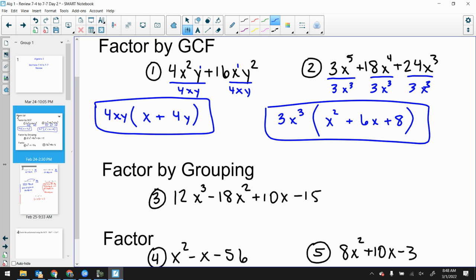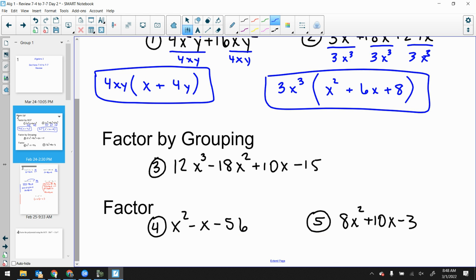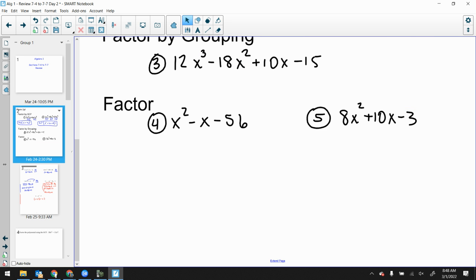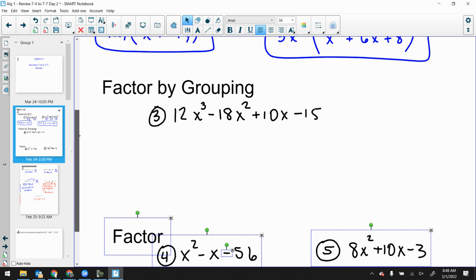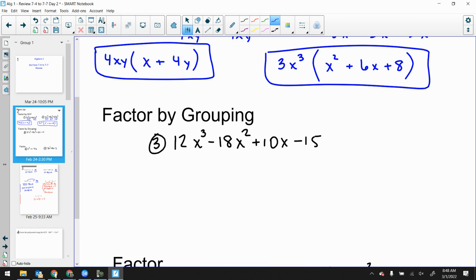Okay, the next one, factoring by grouping. Okay, factor by grouping here. Let me extend this out. All right. So I underline first 2 and last 2. Remember, I see a 4-term polynomial. Underline first term, last term. What's my GCF out of my first 2? 6x to the second. Good, there we go. 6x to the second.